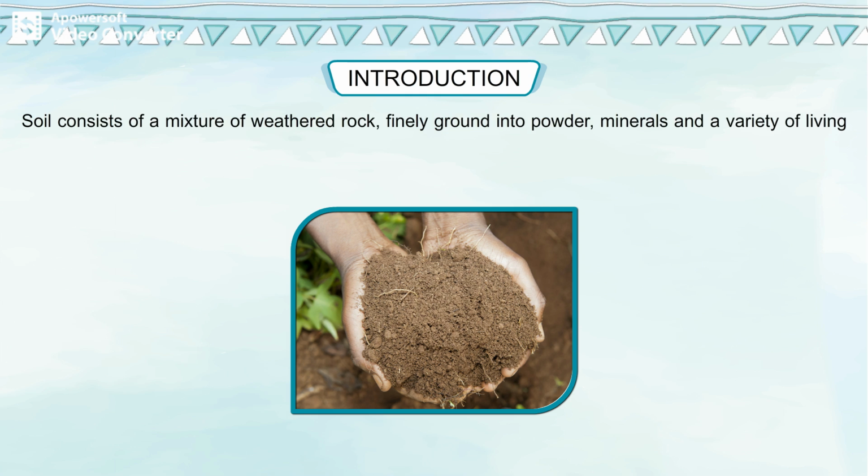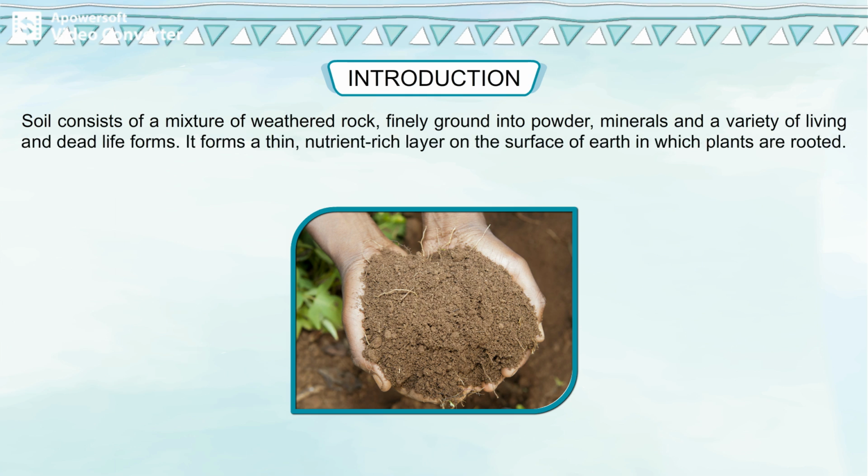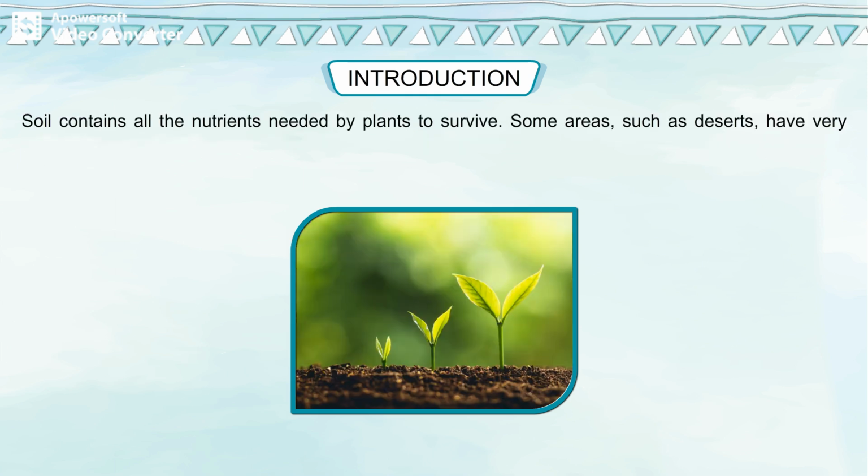Soil consists of a mixture of weathered rock, finely ground into powder, minerals, and a variety of living and dead life forms. It forms a thin, nutrient-rich layer on the surface of Earth in which plants are rooted. Soil contains all the nutrients needed by plants to survive.